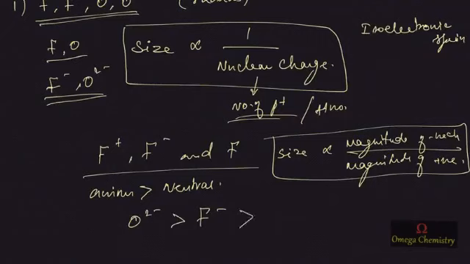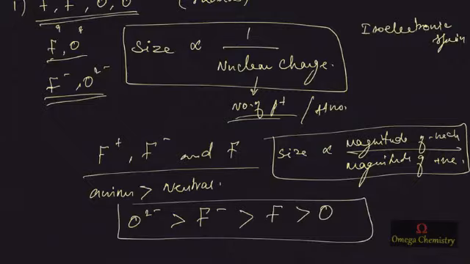Then comes fluorine and oxygen, and of course here again we can apply the first one, nuclear charge. The nuclear charge of fluorine is 9, which is nothing but the atomic number, and for oxygen it is 8. So greater the nuclear charge, lesser the size, right? Which means fluorine is smaller in size than oxygen. Oxygen is bigger in size. So this is the order.